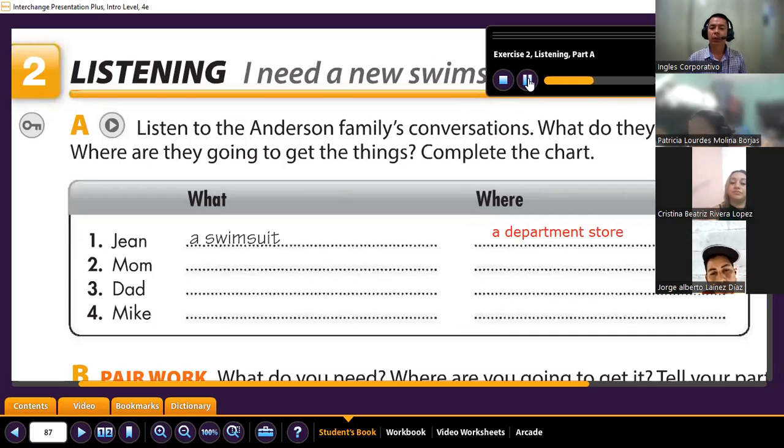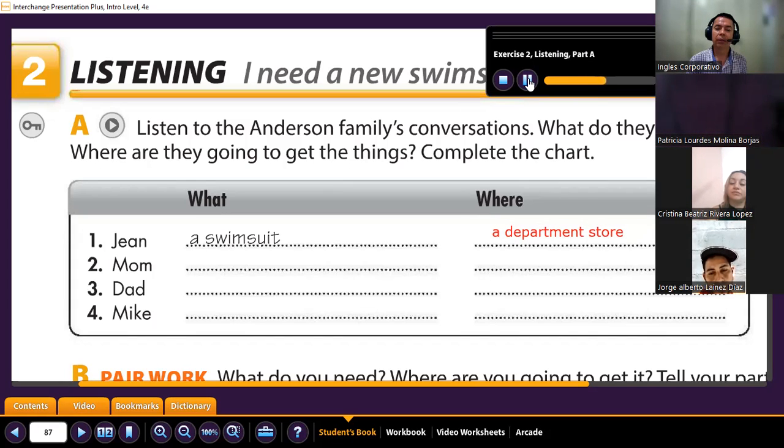2. Are you going to look for some clothes, Mom? Oh, no. I'm going to go to the supermarket. What do you need? I just need some cookies for tomorrow. We're going to take a picnic lunch to the beach. Oh, good. Can you get chocolate cookies? Sure.